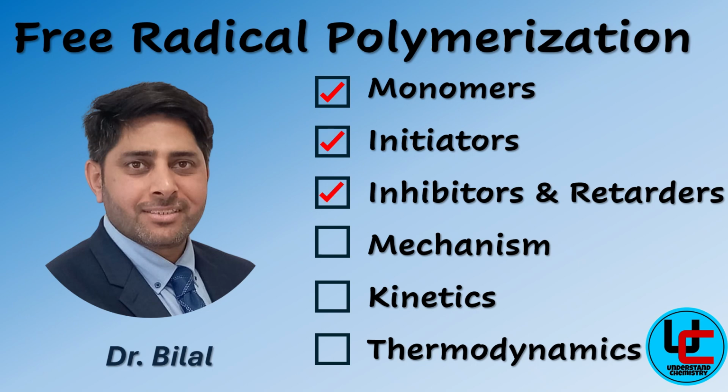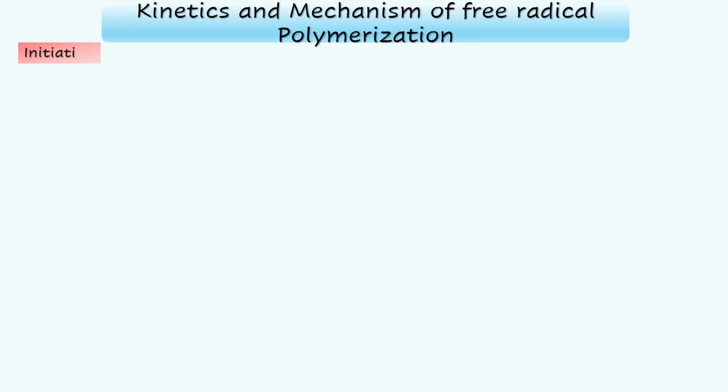This is my fourth video in the series on free radical polymerization. In this video, we will understand the mechanism and kinetics of free radical polymerization. The first step of the mechanism of free radical polymerization is initiation. The initiation is subdivided into two steps: decomposition and the radical attack on the monomer to initiate polymerization.